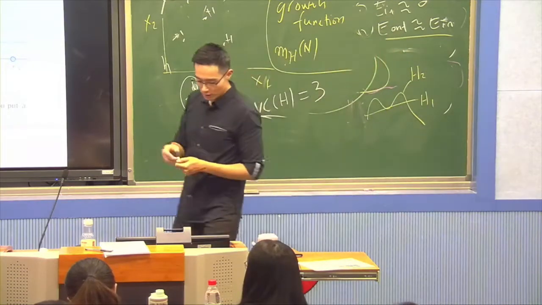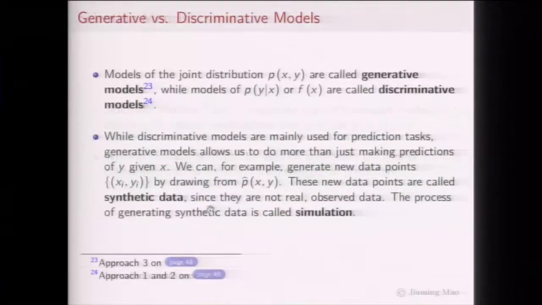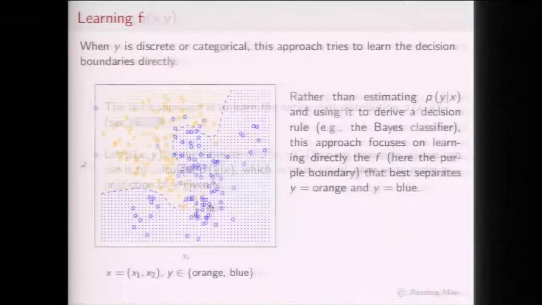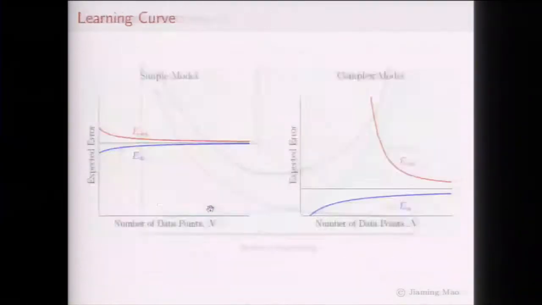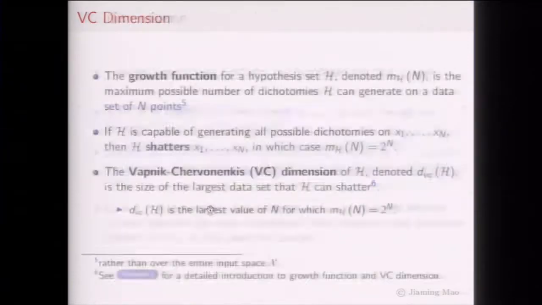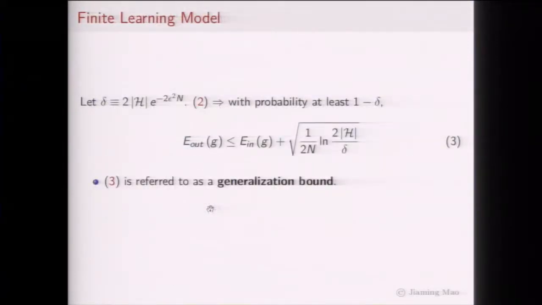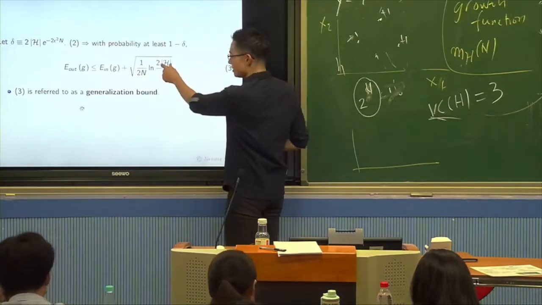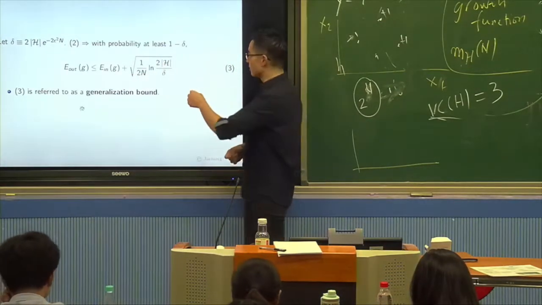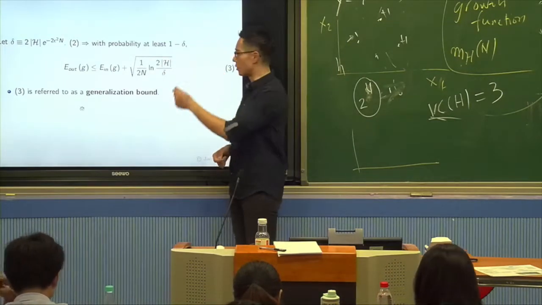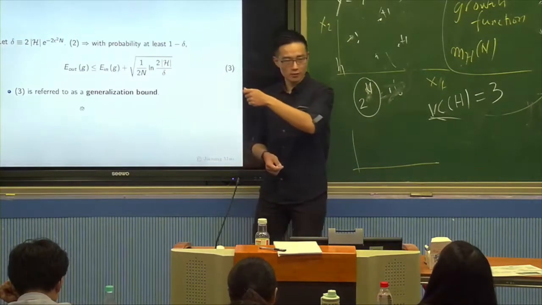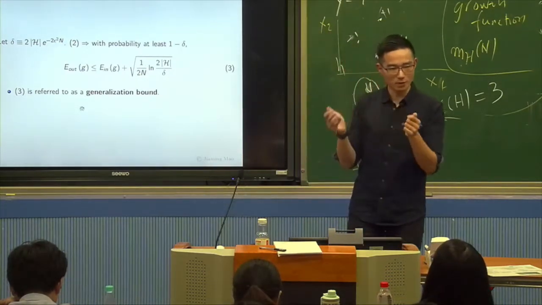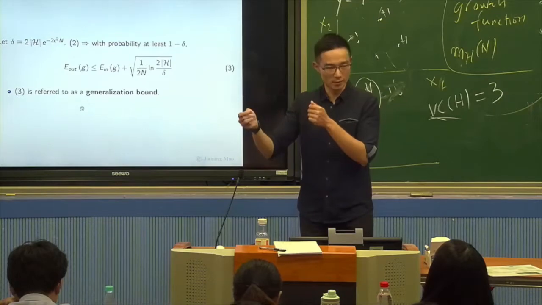So what we're going to do is use the VC dimension and the growth function. We're going to use these concepts to replace the big M. This is our generalization bound, and this big M is a measure of model complexity. But now I'm going to get rid of it and replace it with the growth function or VC dimension, because they are a better measure of model complexity when our model is infinite.